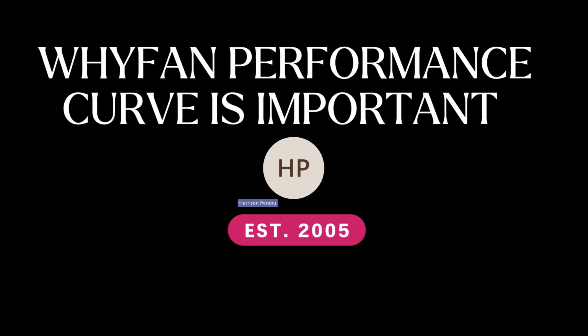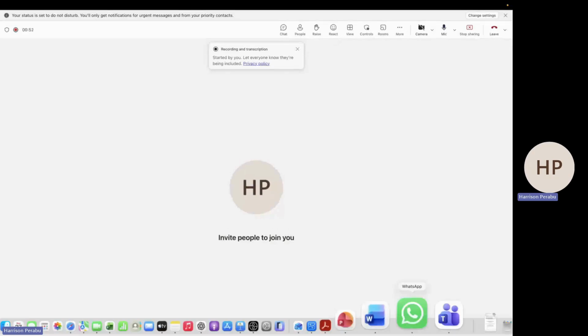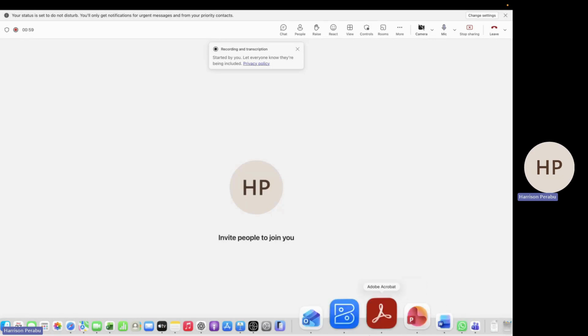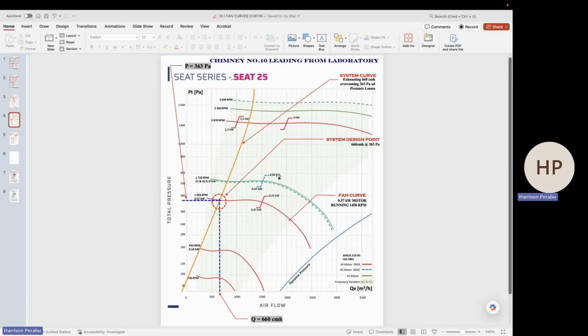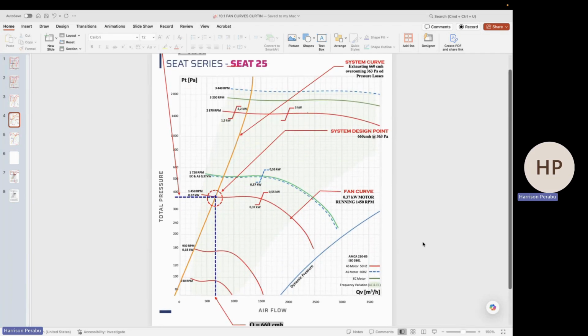Why a fan performance table or a fan performance curve is very important in ventilation design works. Now, let's quickly look at one area where most of the time it's completely taken for granted. Fan performance curve. If you look at this, a simple fan performance curve of a SEAT laboratory fan. I mean, laboratory ventilation. Most of the time they use a SEAT fan.